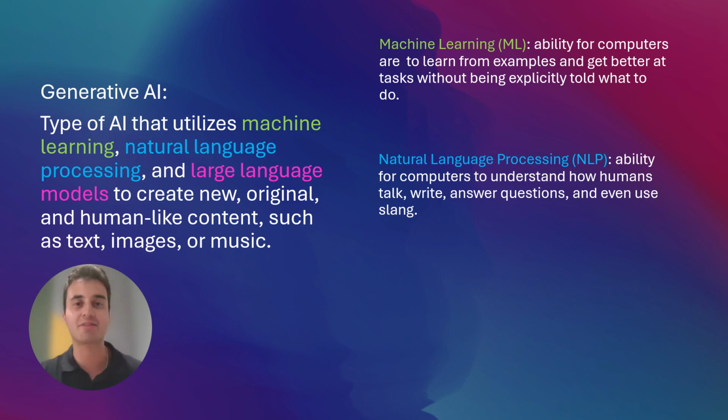Natural language processing, or NLP for short, allows computers to understand how us humans interact, which is why ChatGPT or Bing can understand a lot of what we ask it, and why we don't have to interact with it in code or even with perfect grammar.